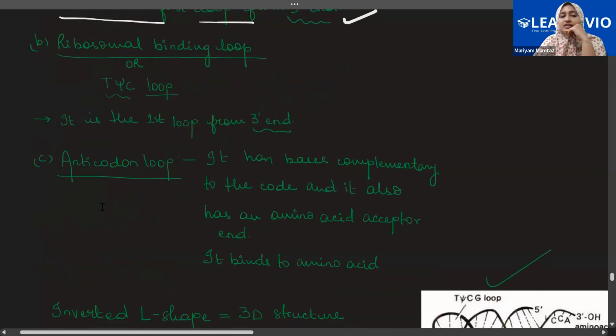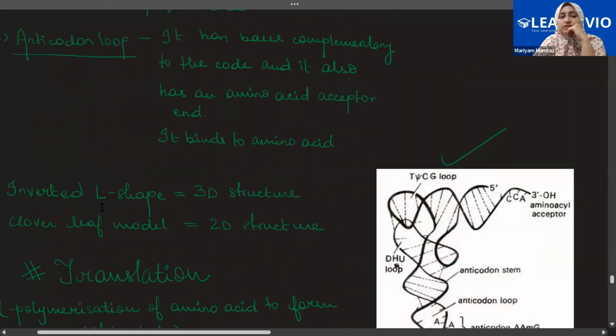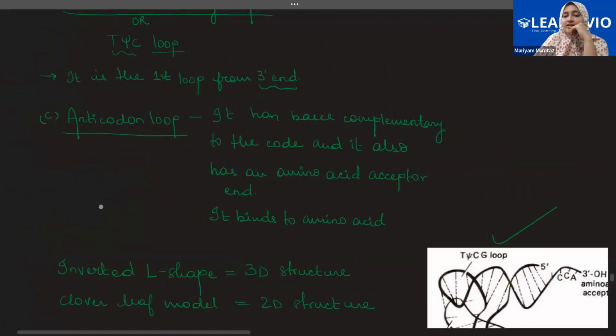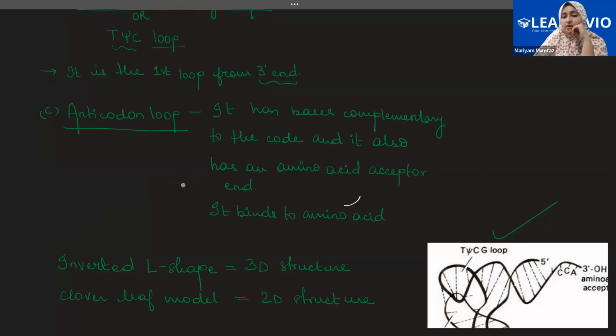Now the third is the anticodon loop. The anticodon loop has base pairs complementary to the code, and it also has an amino acid acceptor end, meaning this part of the tRNA is responsible for accepting any kind of amino acids that come. And remember that tRNA is one of the most important RNAs with respect to the translation process. tRNA is majorly involved in this process.